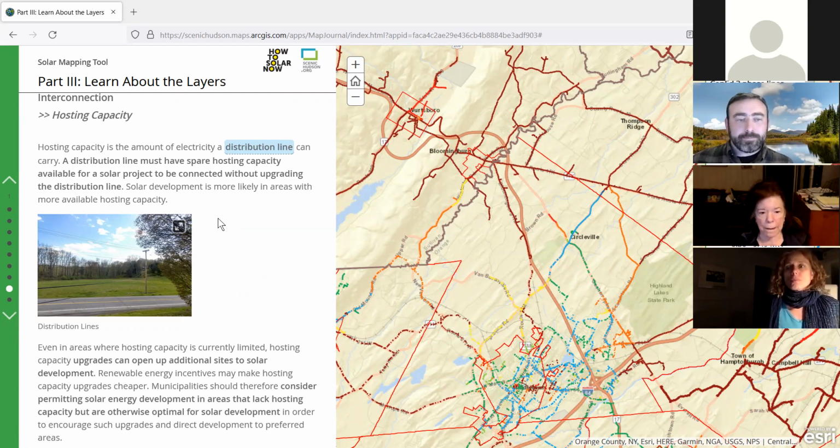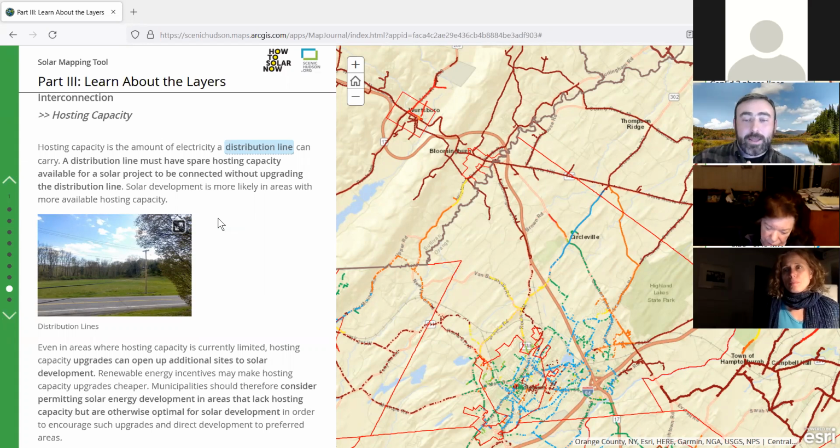And this is going to be probably the most complex layer. So I hope you'll all bear with me on this. The concept is fairly simple. Hosting capacity is how much extra space there is to send more electricity through a given line.